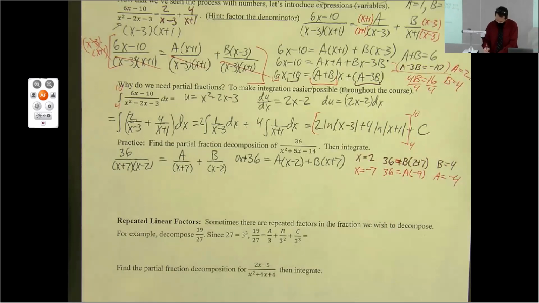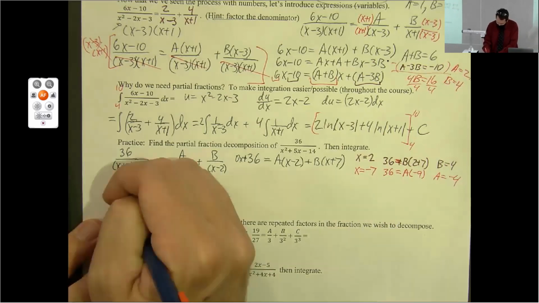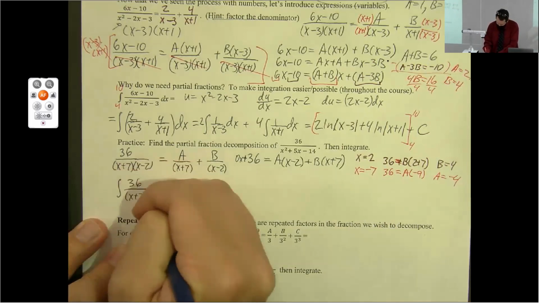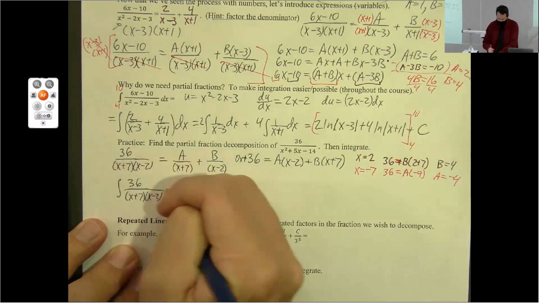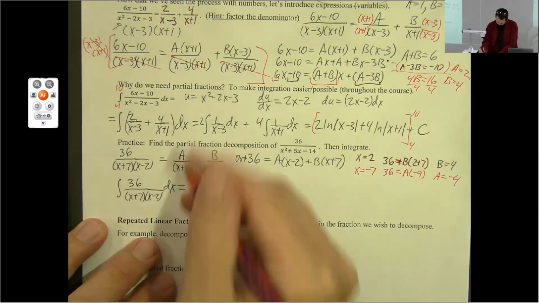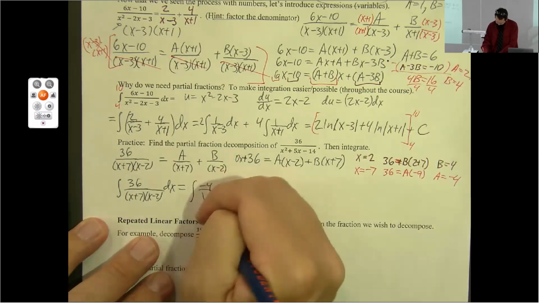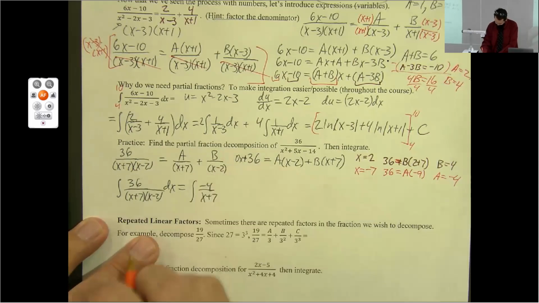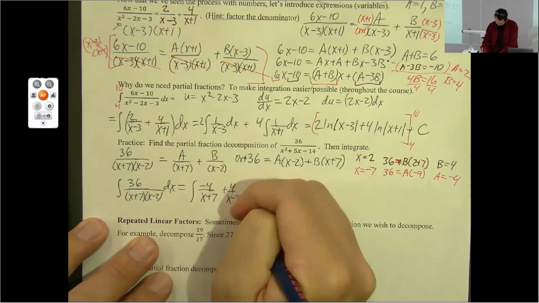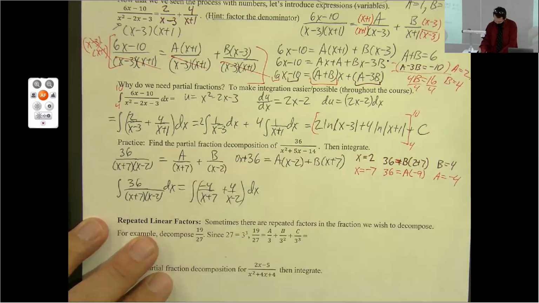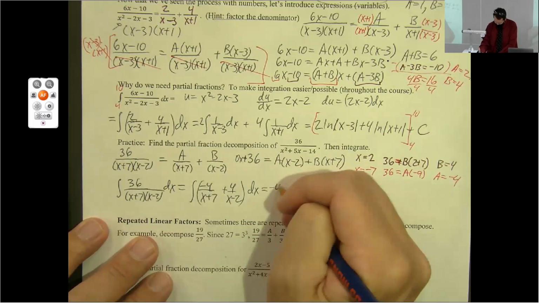Okay, so if that's true, then our original integral of 36 over x plus 7 times x minus 2 in the denominator, dx, would be equal to the integral of -4 over x plus 7 plus 4 over x minus 2 dx, right? Which we can do in a couple of little baby steps here.